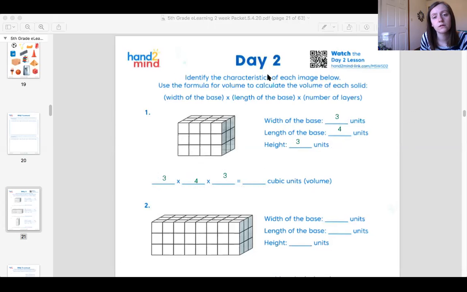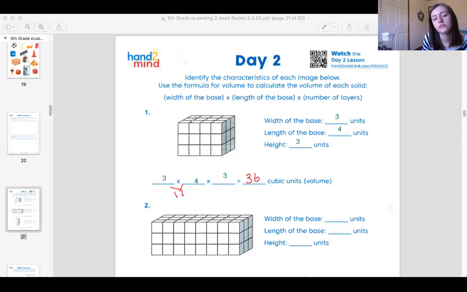Okay. So 3 times 4, I know that's 12. And then when I take 12 times 3, I know that's 36. So my volume for number 1 here is going to be 36 cubic units, or units cubed.